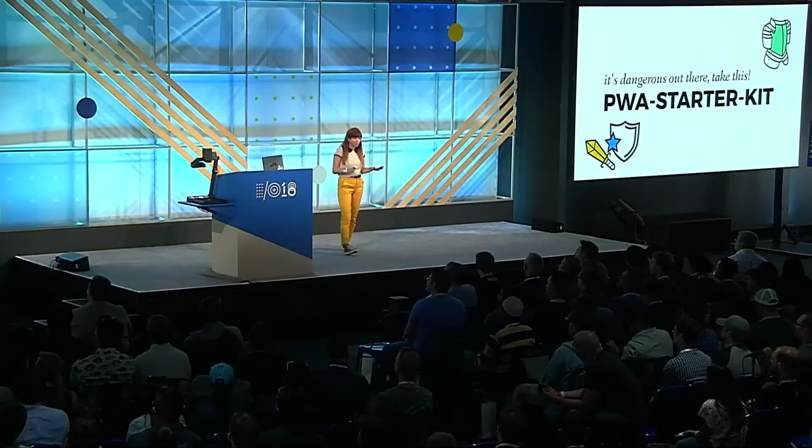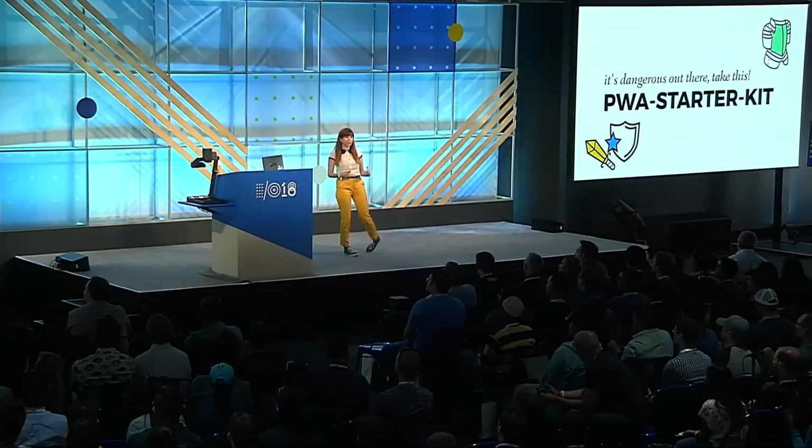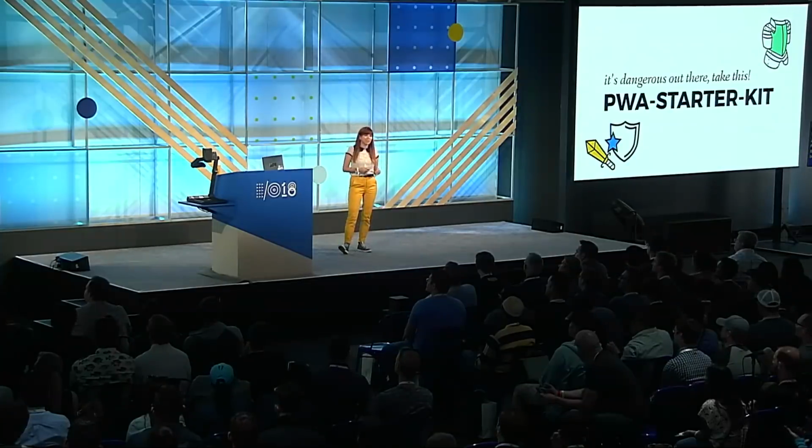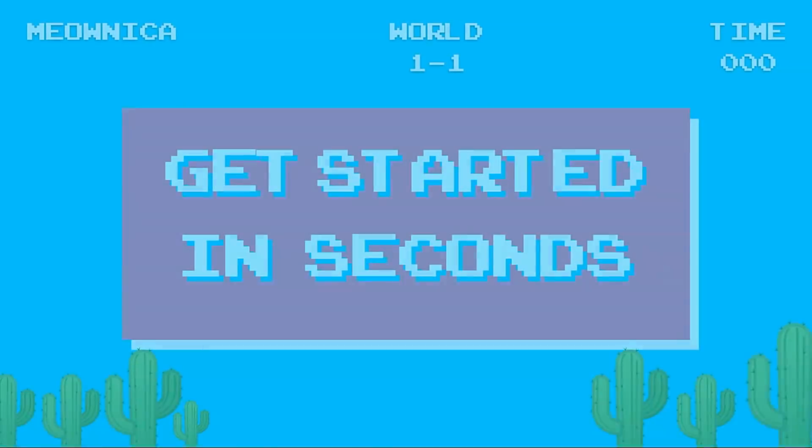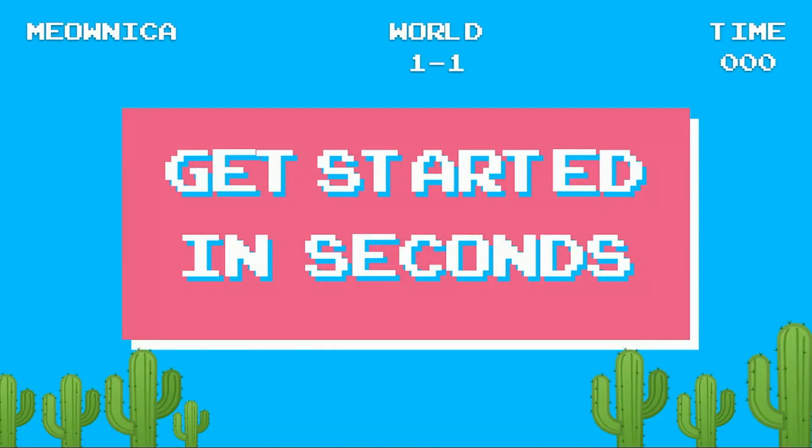Every good game starts with armor, like your basic set of armor and your shield and your weapons. And our shield and weapon in this game is the PWA Starter Kit. We start with it, and then we figure out how to use it. So, are you ready for the first level? That's right. We have to get started in seconds.